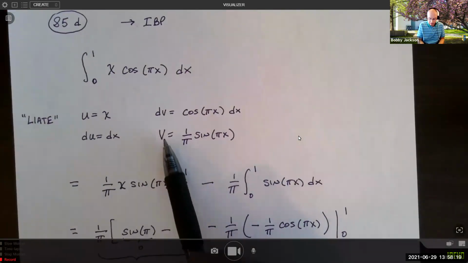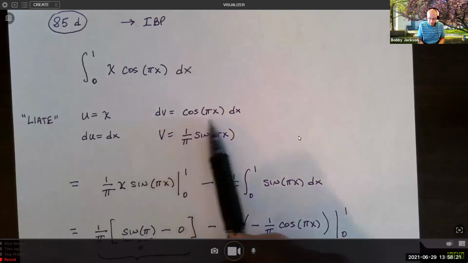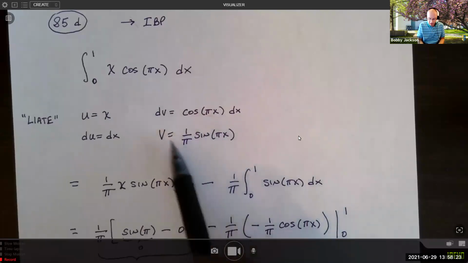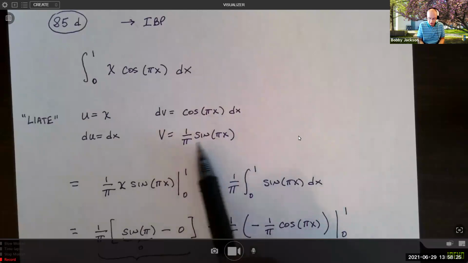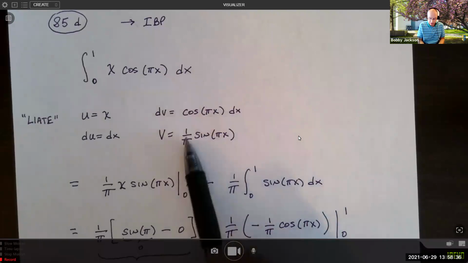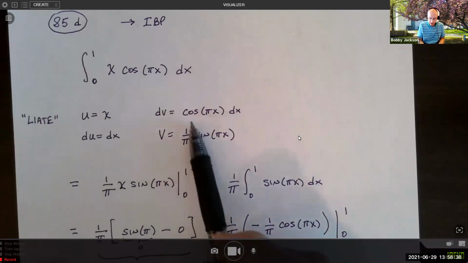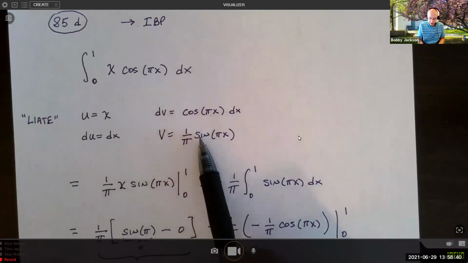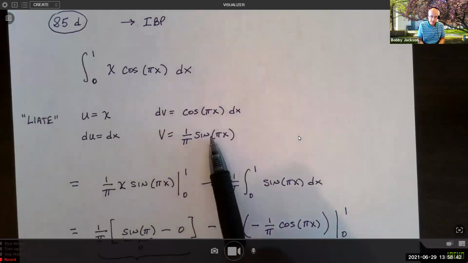Integrate dv, we get v. Here we have to integrate, and I've done this in my head. Hopefully you can do this substitution in your head. If not, if you let u be pi x, that means du is pi dx. So 1 over pi du is equal to dx. That's where this 1 over pi comes in. The antiderivative of cosine is sine, and so there's the antiderivative.